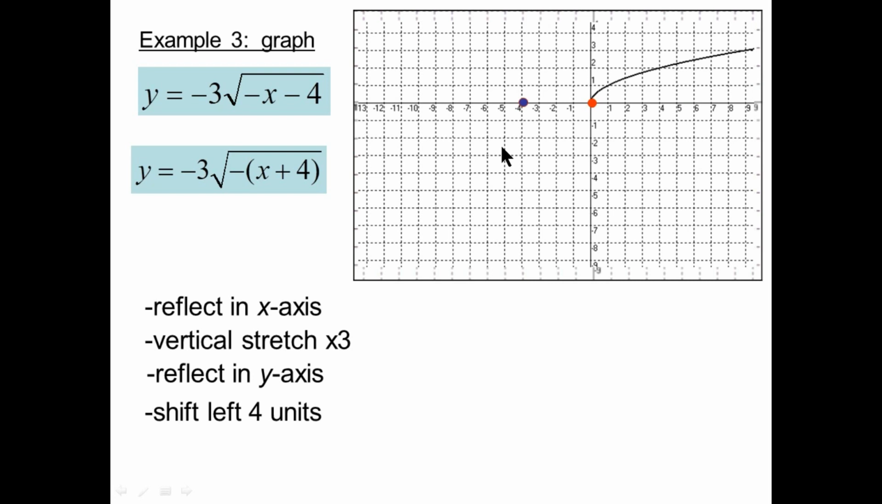Next point, next lattice point on the parent is 1, 1. Let's go down the list and apply them to this point. First of all, reflecting the x-axis, it goes across the x-axis to here. Vertical stretch times 3, it's 1 below, so it has to go 1 times 3, 3 below. Reflecting the y-axis, so it has to go across the y-axis. Then it has to go left 4 units. 1, 2, 3, 4, and put a point right there.